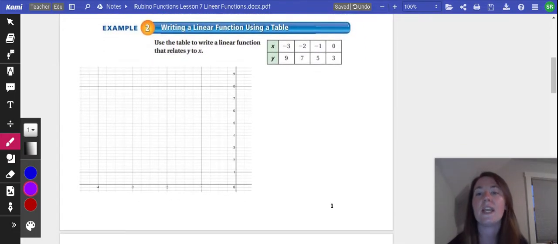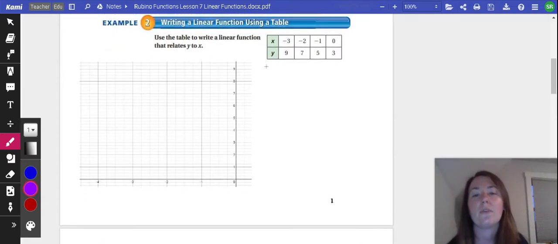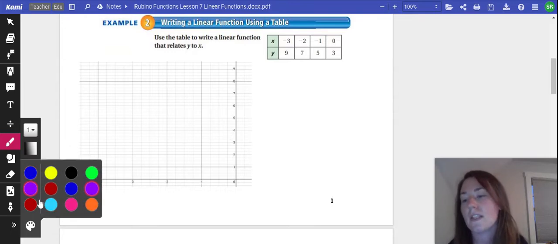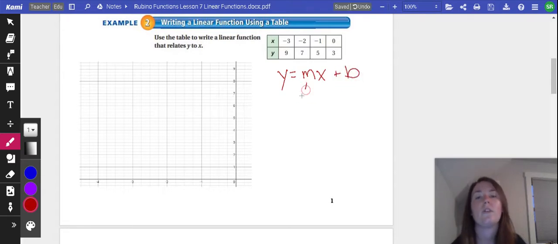We're going to use the table this time to write a linear function that relates y to x. All right, so we have this table here. After I make the table, I'm also going to show you how we can go about graphing this. So in this example, instead of using a slope triangle, I am going to find the slope using my slope formula.